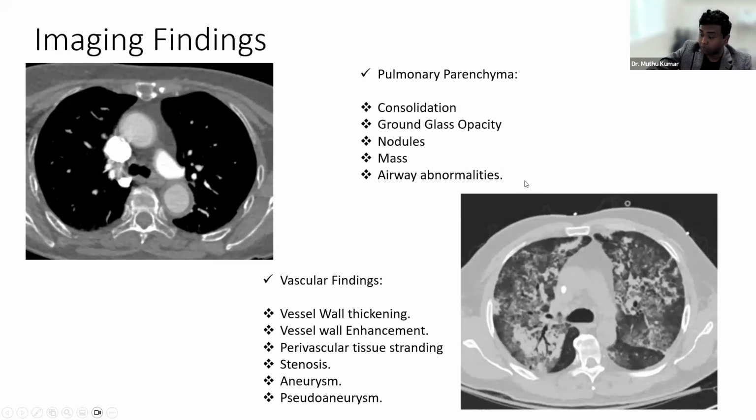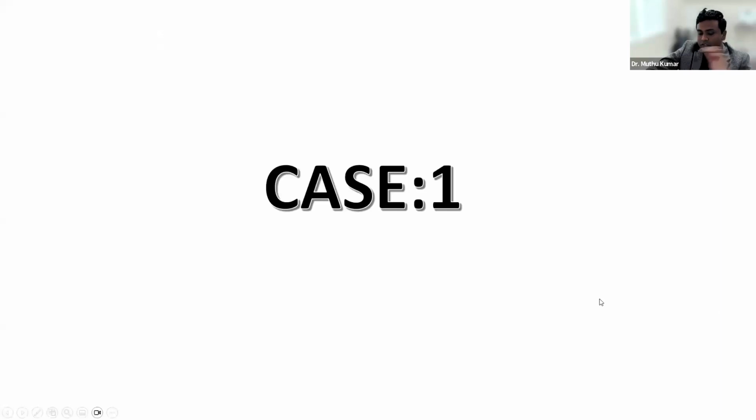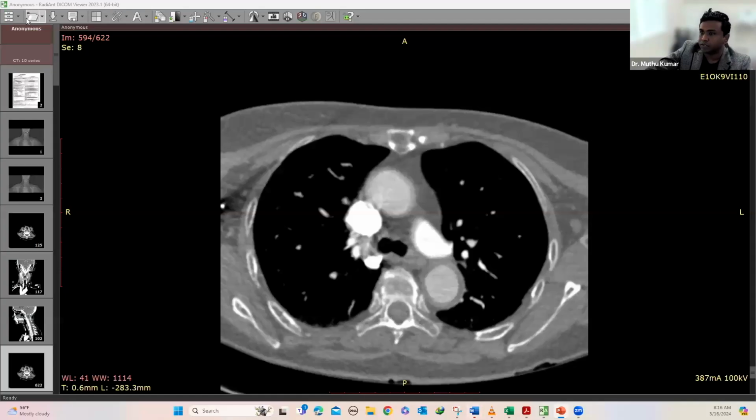And airway abnormalities can occur. As I already told you, you should always look for airway abnormalities in the trachea and small airways disease. And then vascular findings: vessel wall thickening, vessel wall enhancement, perivascular tissue stranding, stenosis, aneurysm, and pseudoaneurysm. These are the findings you will see in vasculitis, nothing else. But these things stand alone, we can't make anything specific. Along with clinical data, we can make it very specific. So case one, let me start.